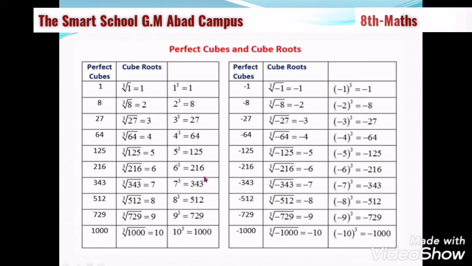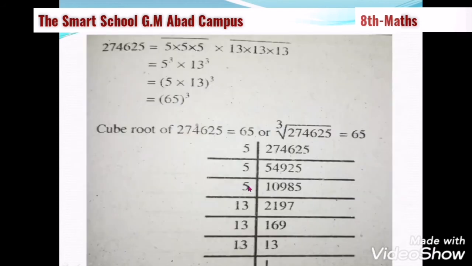So you can see here the perfect cube of 1 is 1, the cube root is 1. Here is the cube of 1. So you can learn from here all the cubes from 1 to 10. Now let's come to the exercise. In this exercise, all the questions are in the same way. I have done a few of the questions for you, the remaining are the same.